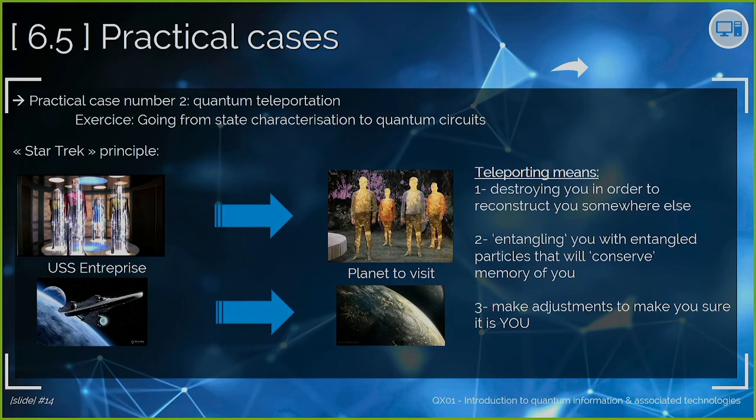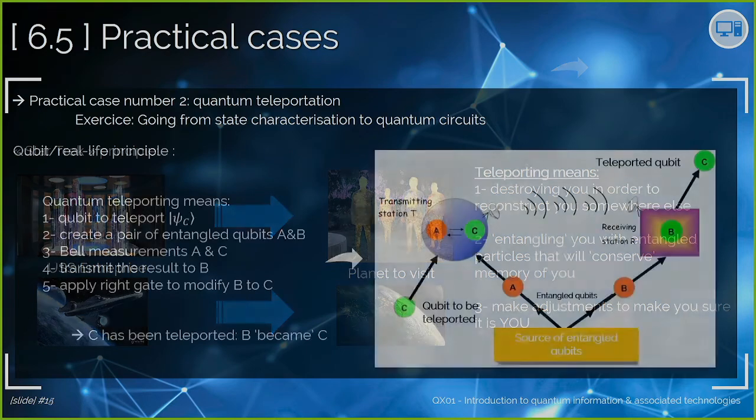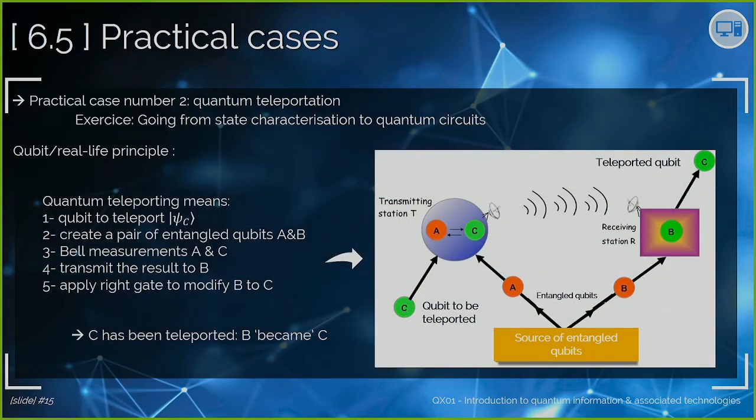So I'm going to show you a sort of cartoon but true picture of quantum teleportation. The ingredients are here. We need to destroy the original state, we need to entangle it, and we need to measure it and to adjust the final result in order to make sure that we have what we started with. So those are the steps to do. So how do we do this in practice? Of course, I'm going to show you an article.